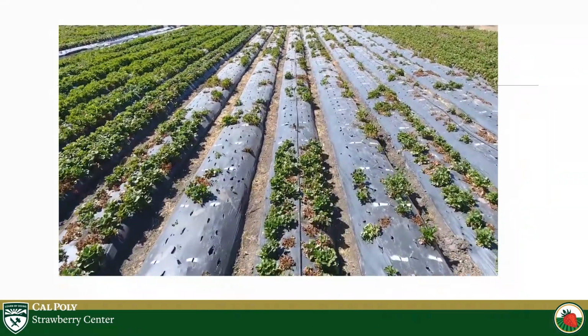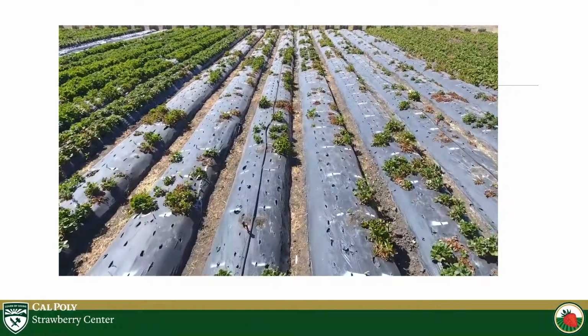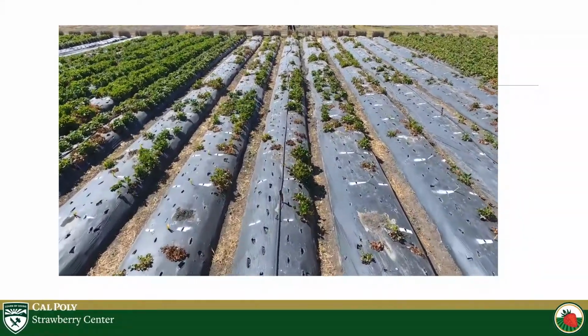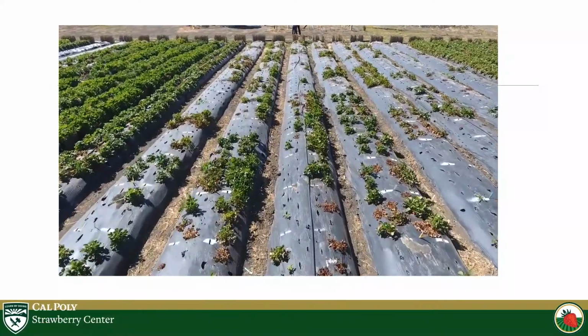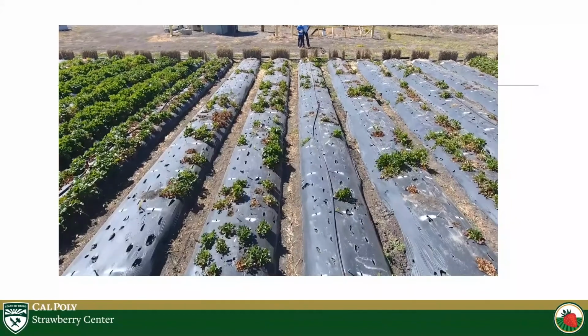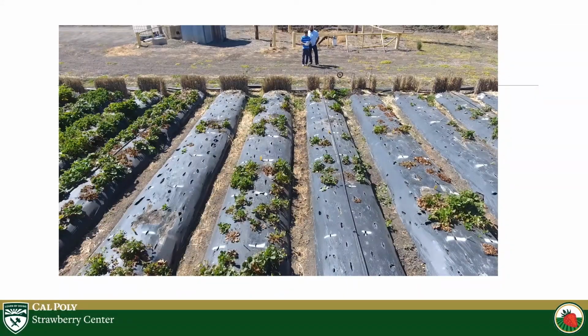Here's a video showing our plot layout. This video was taken in July of this year, and it shows the experiment. You can see some of the cultivars that are susceptible and some that are resistant to the anthracnose. You can see some susceptible cultivars with high plant mortality and some with low plant mortality as well.